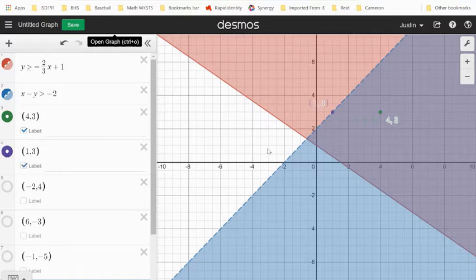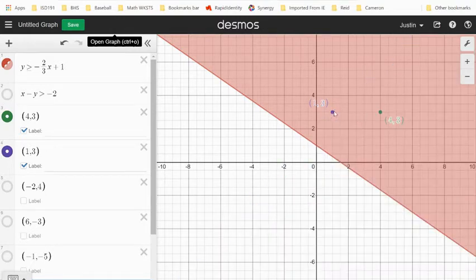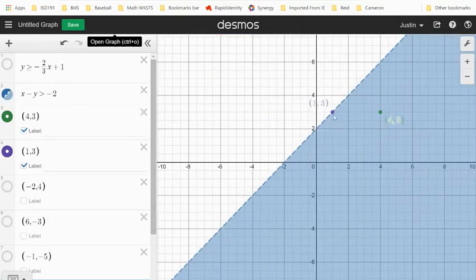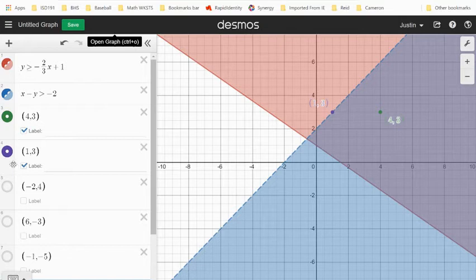The next ordered pair is 1, 3, plotted in purple. So if we look one at a time, we can see that that ordered pair is a solution to the red inequality. And it is not a solution to the blue inequality because it's on the boundary line and the boundary line is dashed. So 1, 3 is not a solution. Let's look at the next one, -2, 4. And in this case, it's our black dot. We can see that it's a solution to the red inequality, but it is not a solution to the blue inequality. So that is not a solution to the whole system.